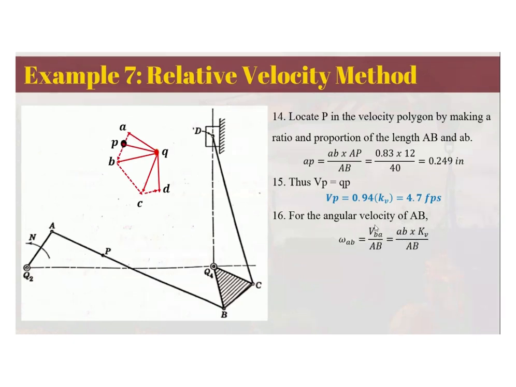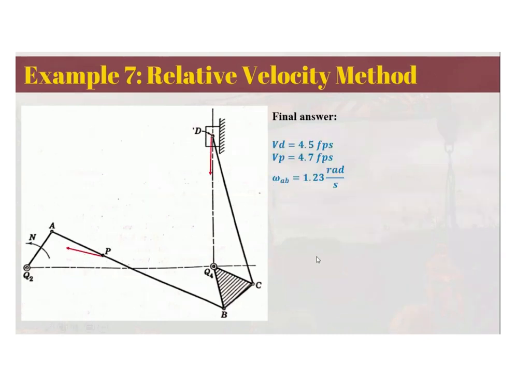So substituting, we are able to measure this one as 0.82 inch multiplied by our velocity scale, 5 feet per second is 1 inch, divided by AB, that is given 40 inch. Just convert it to feet. That's why we have divided by 12. And then we are able to solve the angular velocity of AB, that is 1.23 rad per second.